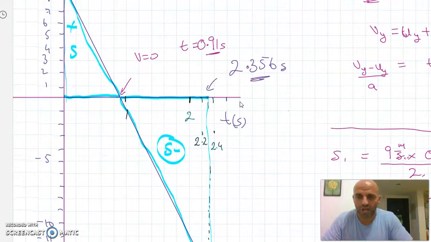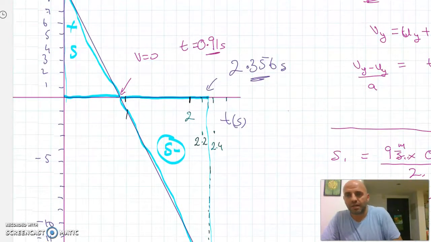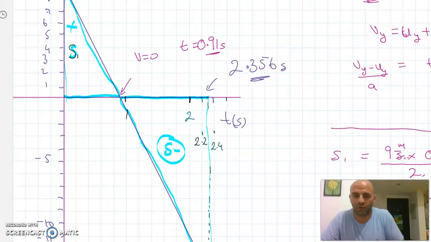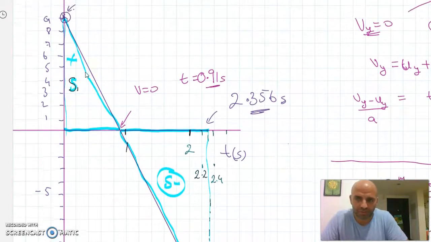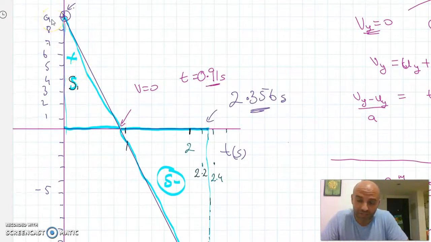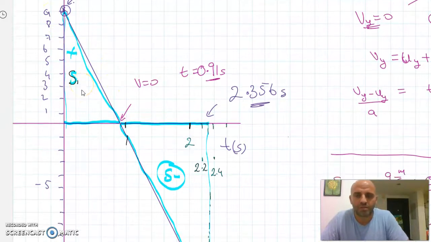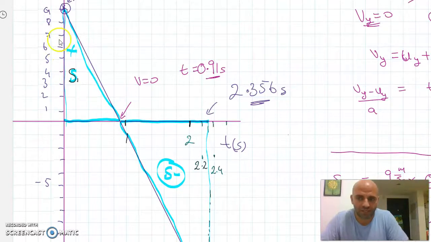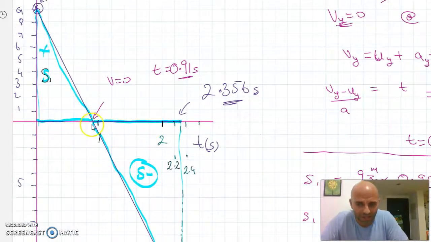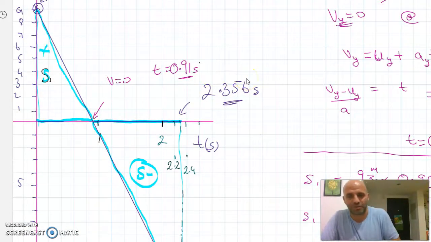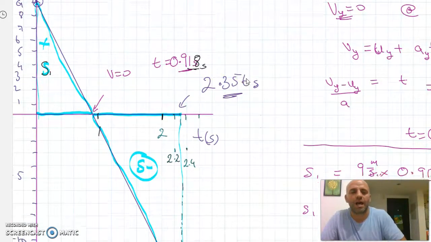So the next thing I want to check is what this positive displacement, S1 we'll call it, is going to be equal to. I'm basically going to use the displacement being the area under the curve, or the area between the line graph and the time axis. So S1 is going to be the initial velocity here, 9 meters per second, times the time up until that point, which is 0.918 seconds.